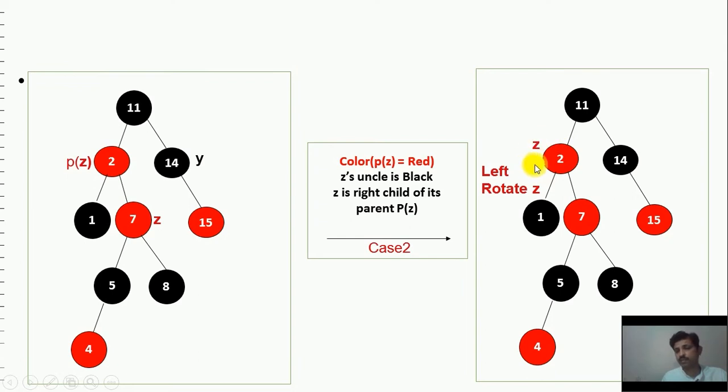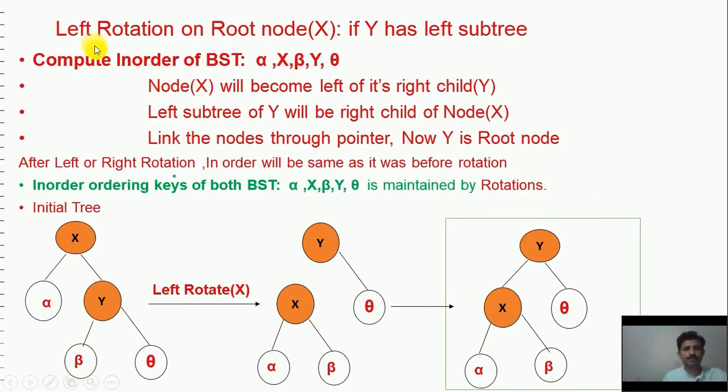When we perform left rotation on this node G, you can see that this node number 2 is carrying a left subtree also. Please watch the rotations videos in my channel to understand what will happen. So this is the left rotation performed here.